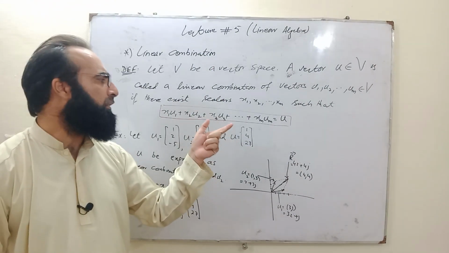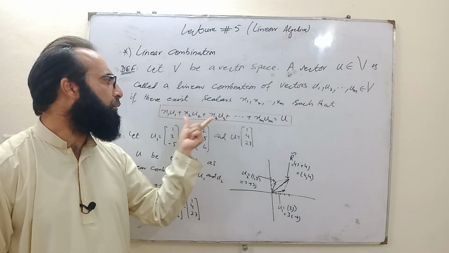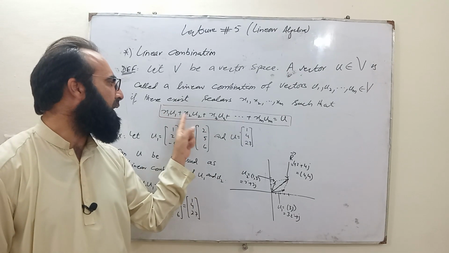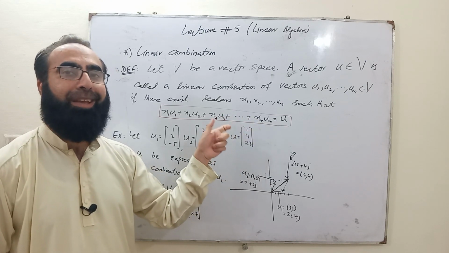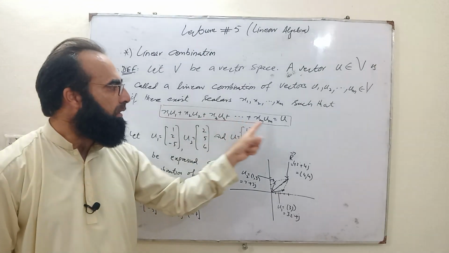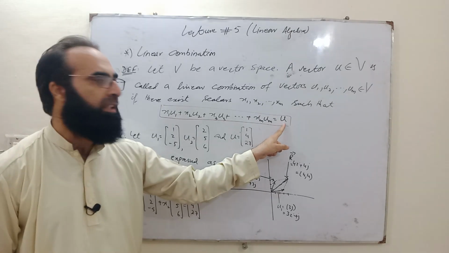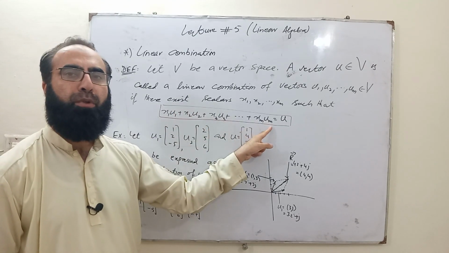For linear combination, basically we have to solve this equation and we have to find these scalars x1, x2, x3 up to xm. If such scalars exist which satisfy this equation, then we will call this u a linear combination of u1, u2, u3 up to um.